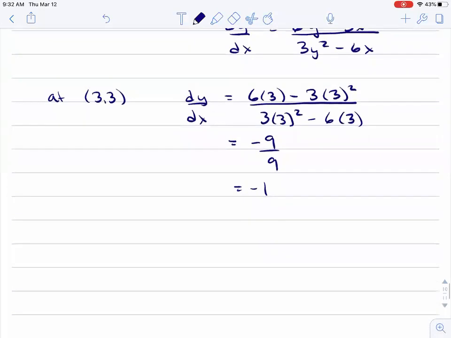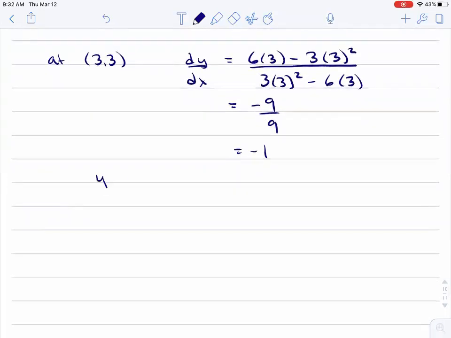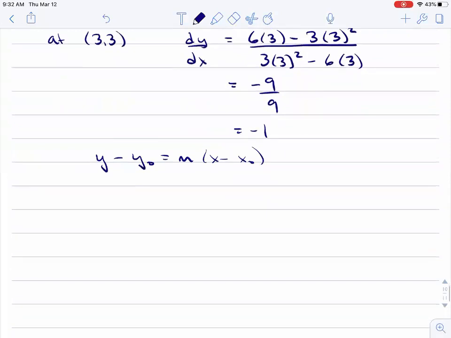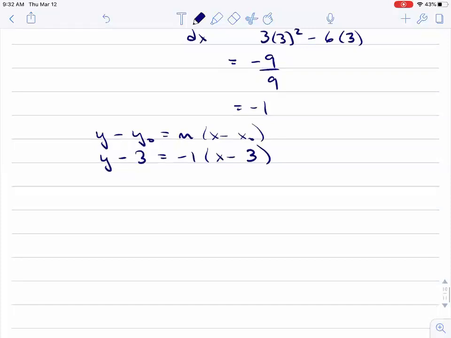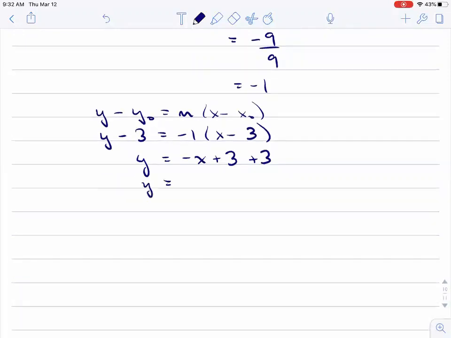So now I've got a point, I've got a slope, I've got y minus y naught equals m times (x minus x naught), because I find it helpful to write out the general formula. So I've got y minus 3 is -1 times (x minus 3). I can simplify this a little bit. So I get y is -x plus 3 plus 3. So I get y equals -x plus 6 is the equation of the tangent line. And then we're done.